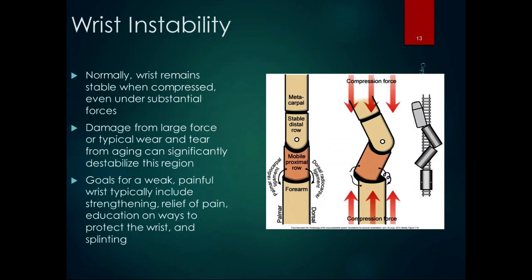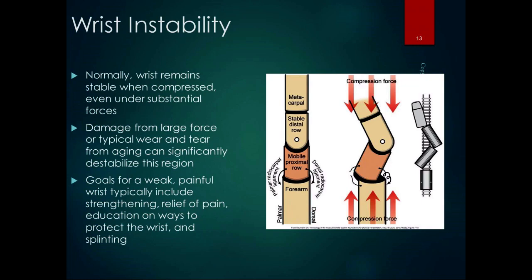In terms of wrist instability, normally the wrist remains stable when it's compressed, even under substantial forces, and that allows us to push things, to push up on our hands, to do planks. Everybody does planks, right? But damage from large forces or typical wear and tear from aging can significantly destabilize the region. So a lot of times for a weak, painful wrist in therapy, we're trying to strengthen, we want to relieve pain, and we want to educate the patient on ways to protect the wrist. It often includes splinting.